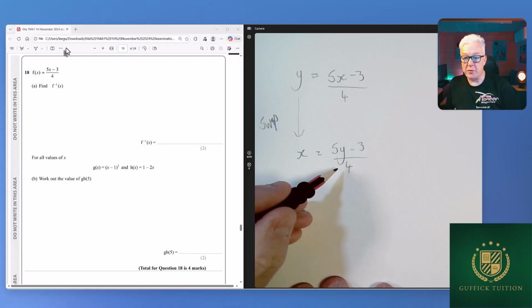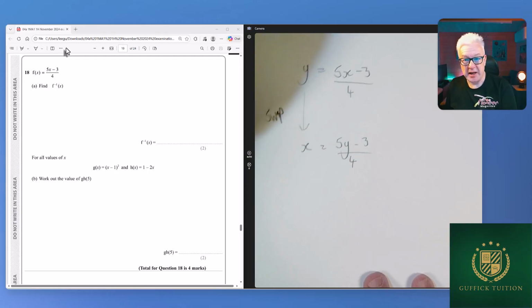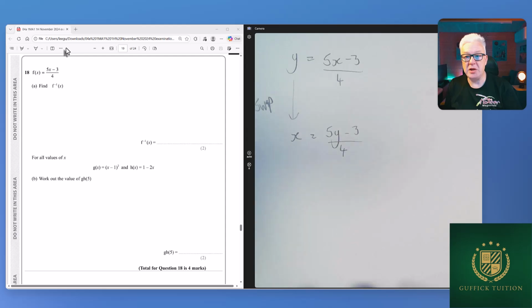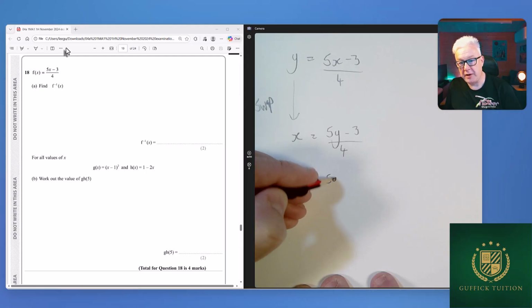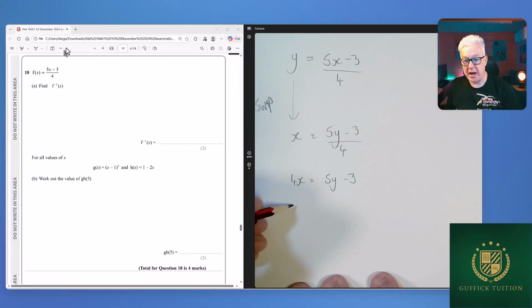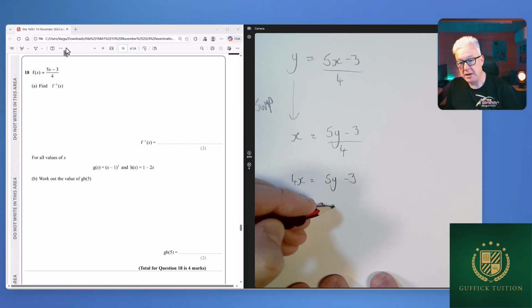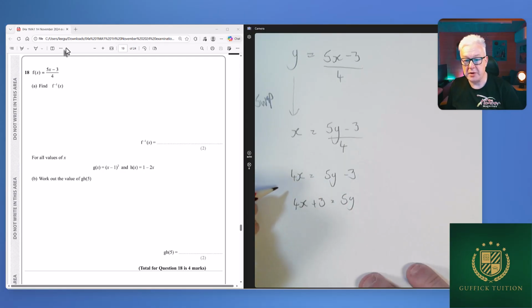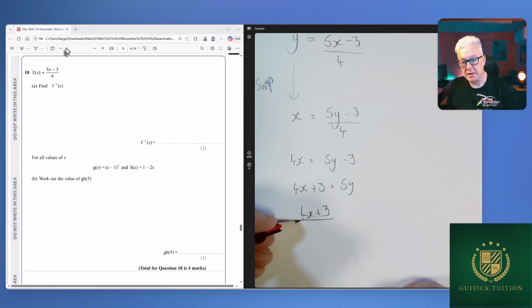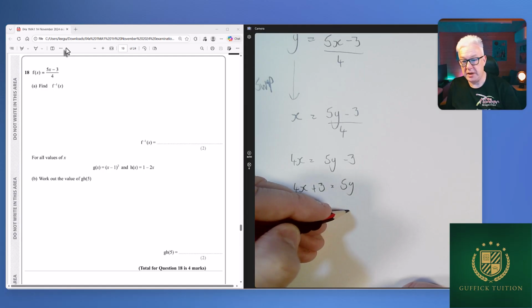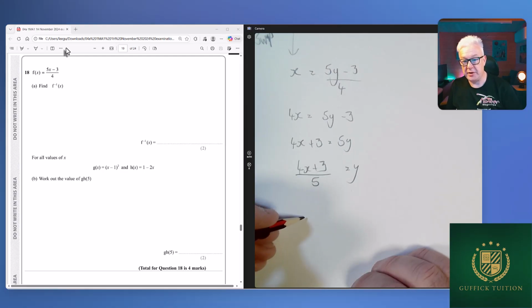You then rearrange it to make y the subject. And I think I like this approach just because rearranging it to make y the subject seems more appropriate. So I'm going to times both sides by 4, giving me 4x is equal to 5y minus 3. I'm going to add 3 to both sides. So 4x add 3 is equal to 5y. And then I'm going to divide by 5. So (4x add 3) divided by 5 is equal to y, and that is the inverse function.